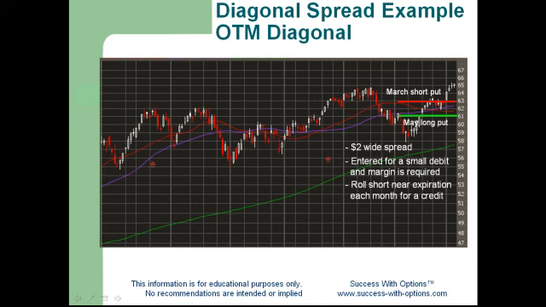On the final month, the goal is for the trade to expire worthless. The total credits received on the rolls minus the initial debit is the profit. The objective is to receive more for the credits on the rolls than the initial debit paid to enter the position.